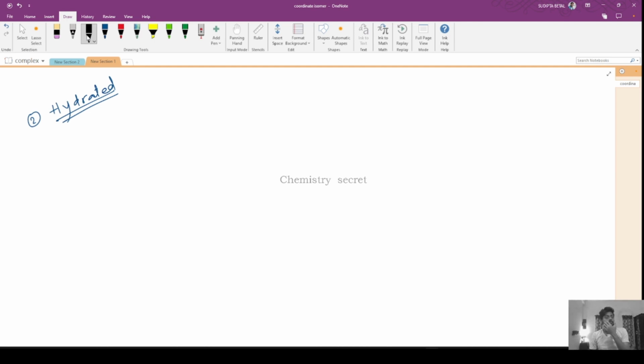You can easily guess that hydrated means some H2O molecule is obviously there. When a water molecule is exchanged between the coordination sphere and the ionization sphere, that is known as the hydrated isomer. If we take the example, chromium with H2O 6 inside and 3 Cl outside of the complex, then we can write chromium now H2O 5 1 Cl.